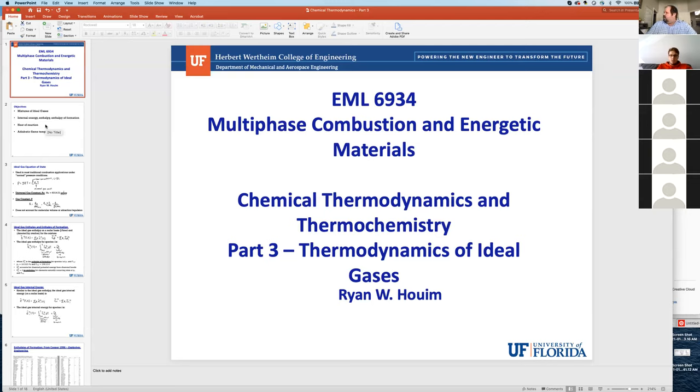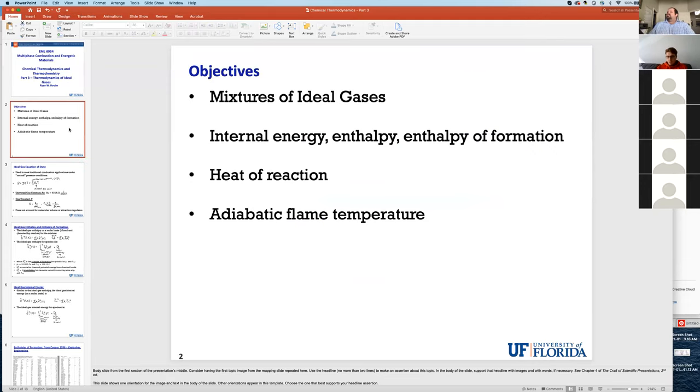Okay, so now moving on to slide set three, we're going to start getting into chemical thermodynamics. This is part three. We'll be dealing with ideal gases, and part four is dealing with real gases. Here we'll discuss what to do with mixtures of ideal gases, briefly discuss the internal energy, enthalpy, and enthalpy of formation, the heat of reaction, and briefly the adiabatic flame temperature.